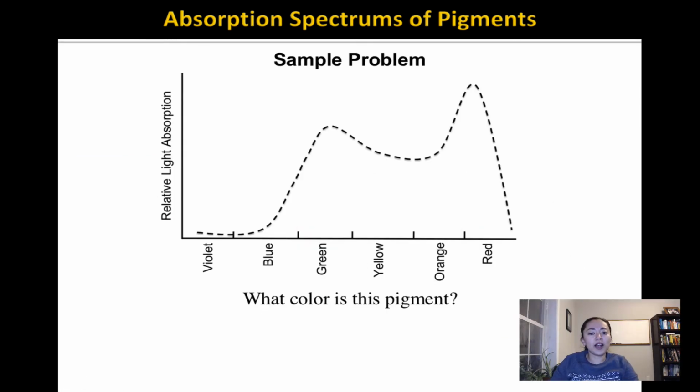Let's do a sample problem to make sure that you understand how to interpret these absorption spectrums. If a pigment had this absorption spectrum, what color would this pigment be? Hopefully you answered violet, because violet light was not absorbed by this pigment, which means it was reflected.